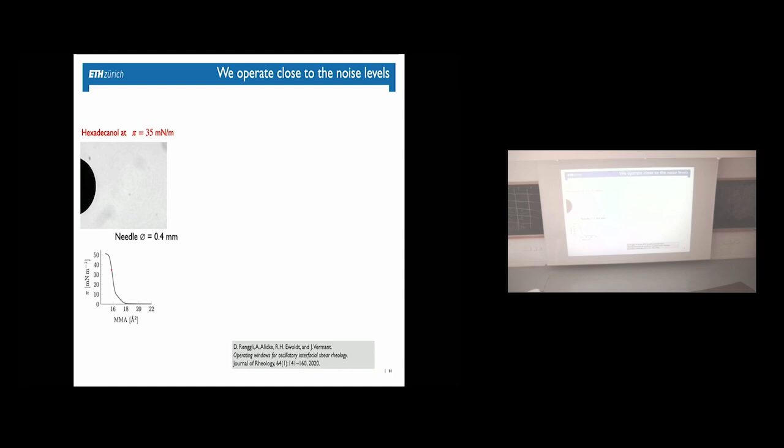For example, if you do the double wall ring on a highly advanced magnetic bearing controlled stress rheometer, you'll be 2 or 3 times above the noise level, which is not a lot. So you really need to do that. So here you see an experiment where we have hexadecanol at 35 millinewton per meter. This is the needle diameter, and this is our oscillatory flow. This is the tip of the needle. We know the stress because we know the magnetization of the needle, so we know the deformation because we know the position of the needle, and we can do rheology.